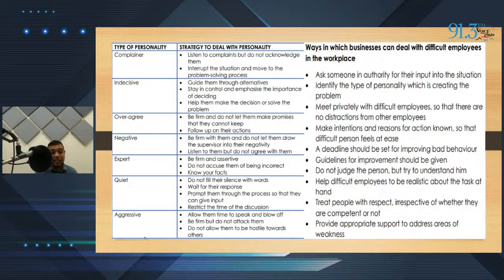You have an indecisive friend or worker or employee. You're going to guide them through alternatives, stay in control, and emphasize the importance of deciding. Help them make the decision or solve the problem.